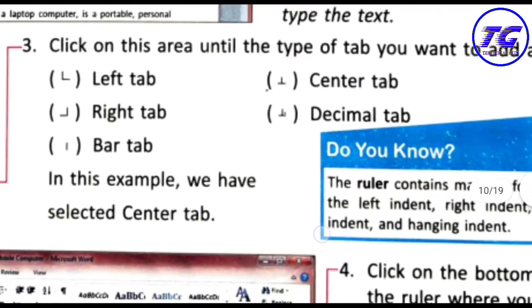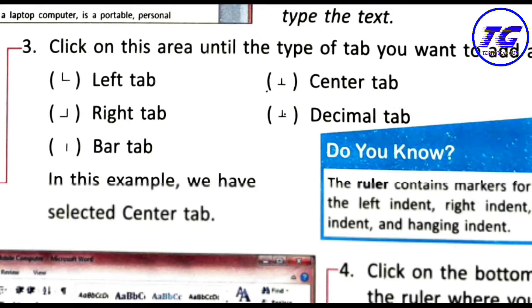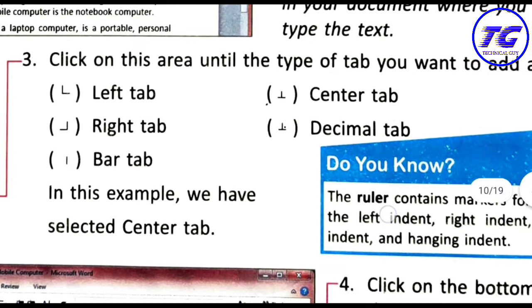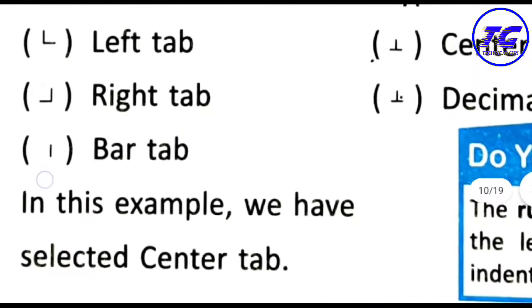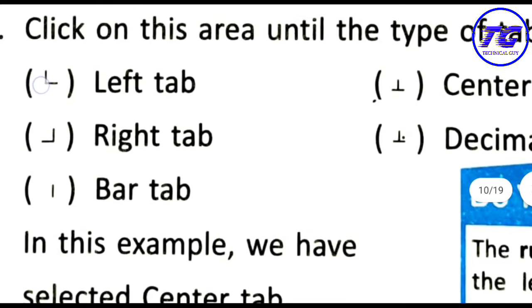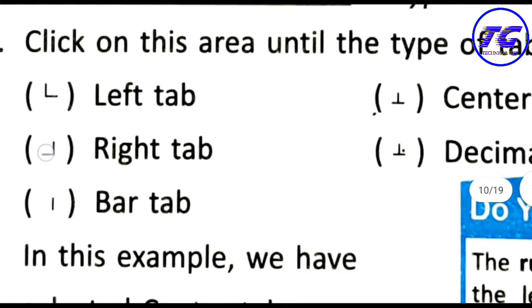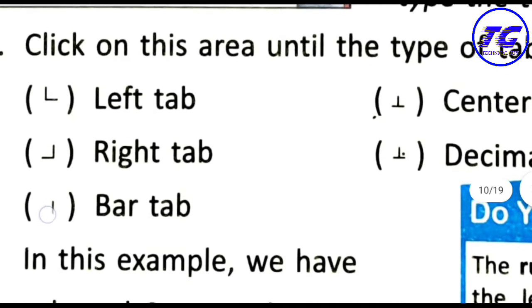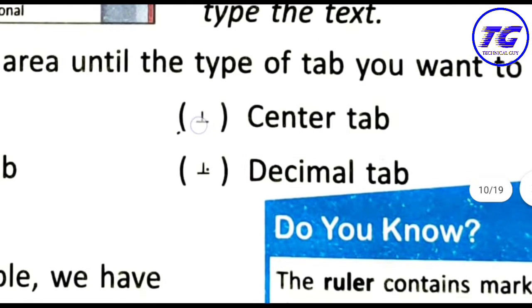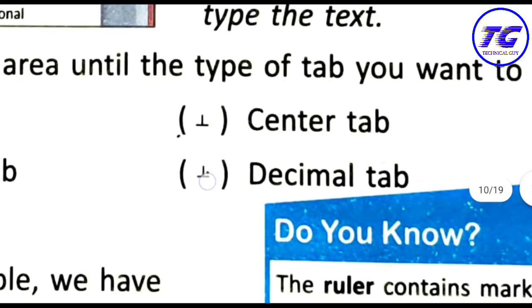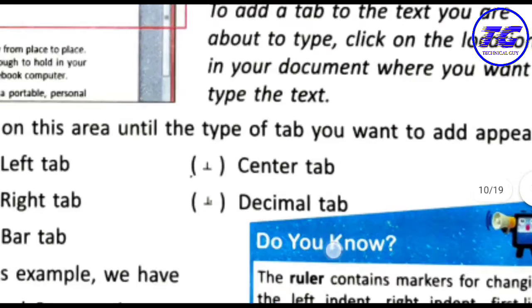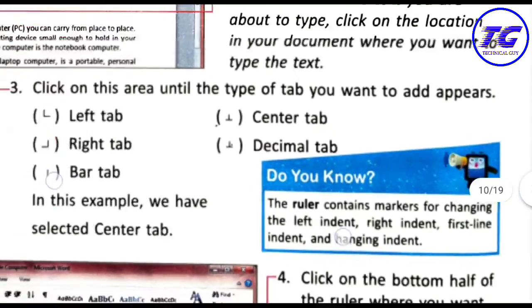Here I want to show you the symbols which appear on the ruler when you have applied a tab. The first is the left tab symbol, an L-like symbol. Right tab is this symbol. Bar tab will show you a bar or line. Center tab will show you this symbol, and decimal tab will show you this symbol with a dot. So these are the different symbols for different tabs.